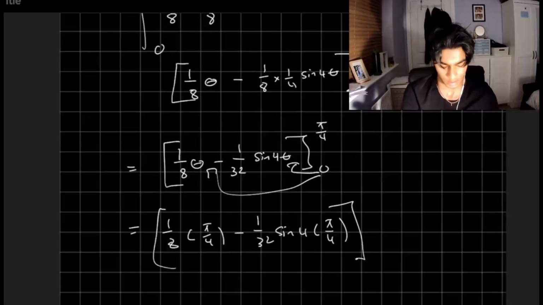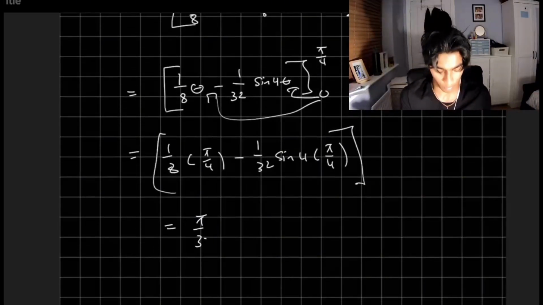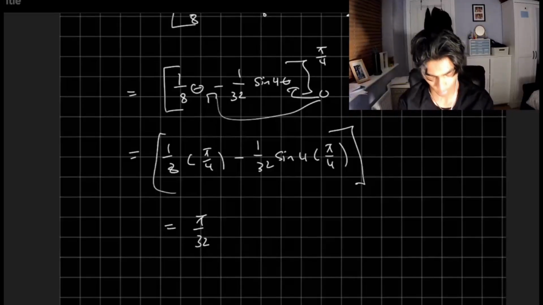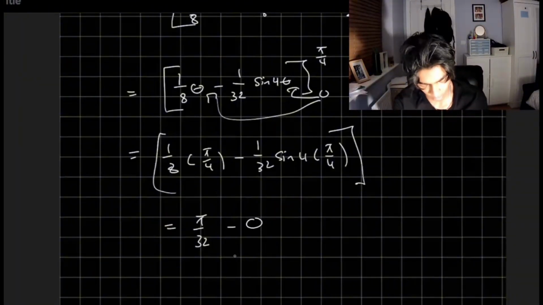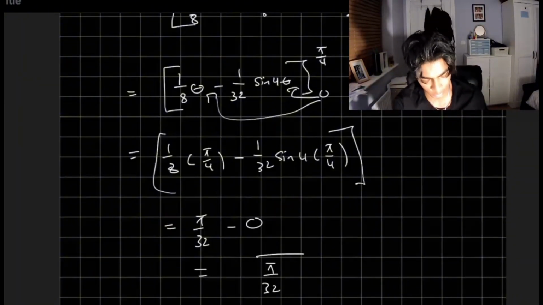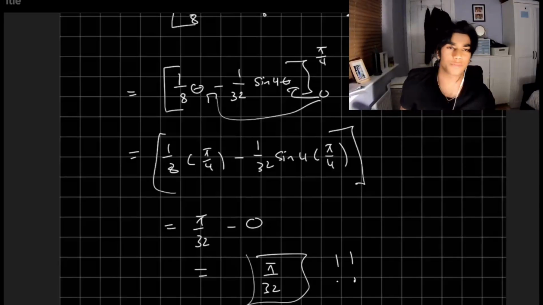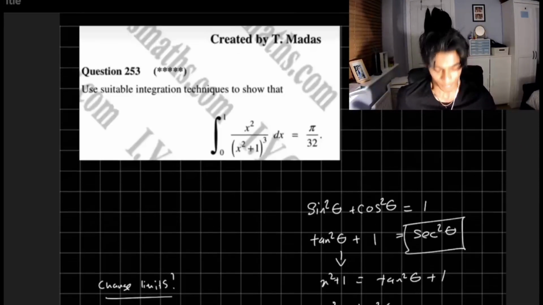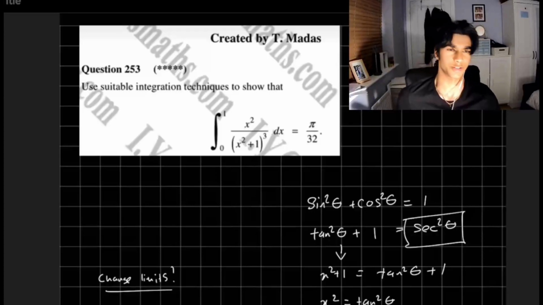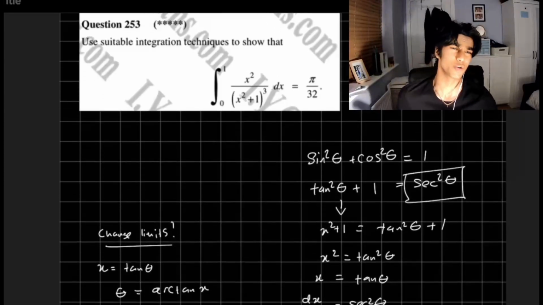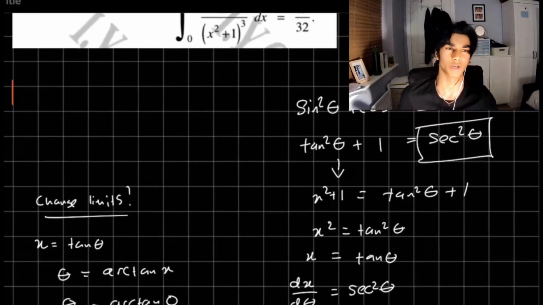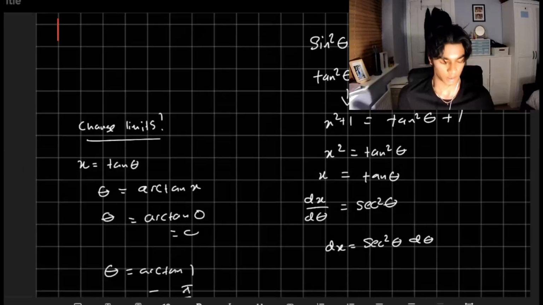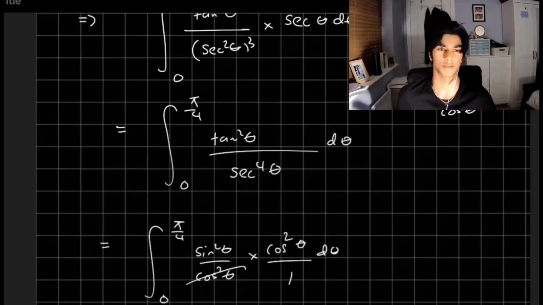So let's finish this off. Pi over 32 minus 1 over 32 sine of 4 times pi over 4. Sine pi is just 0. So we finally got to the point where we proved this integral is equal to pi over 32, which is what the original question instructed us to do. We used a bit of meticulous trig integration, so it was quite hard to spot. You had to be quite creative with this one, and I think it was overall quite fun. So thanks for watching.